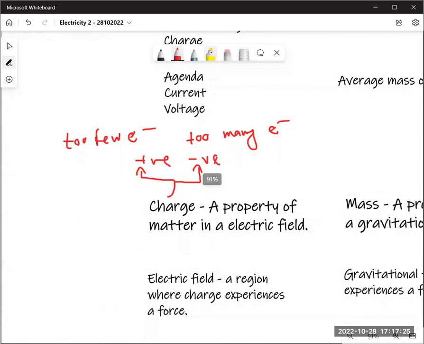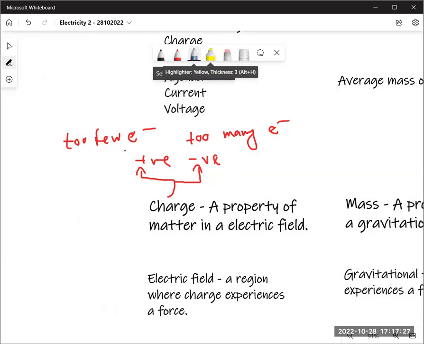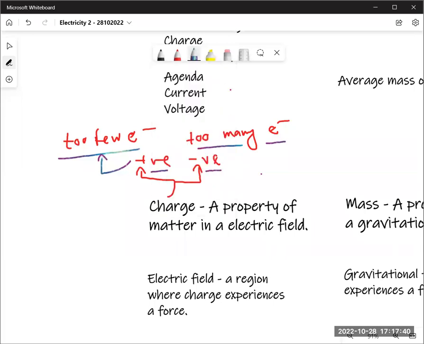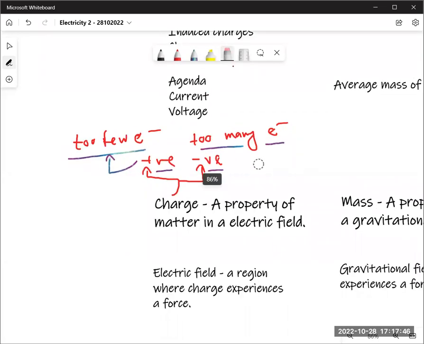Is that clear? Now, Safa, read these two out loud. For positive charge, too few electrons. For negative, too many electrons. Right. So if you have too much negative, you become negative. If you have too less negative, you are positive. That's good, right? That's how life is. That's how you should be.